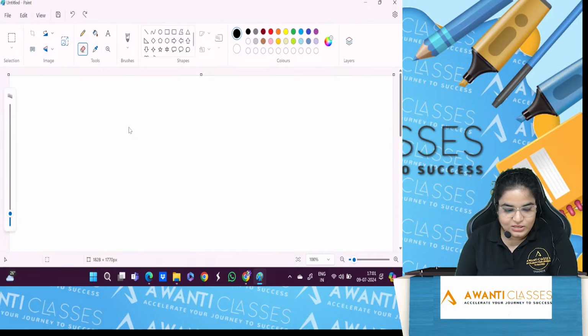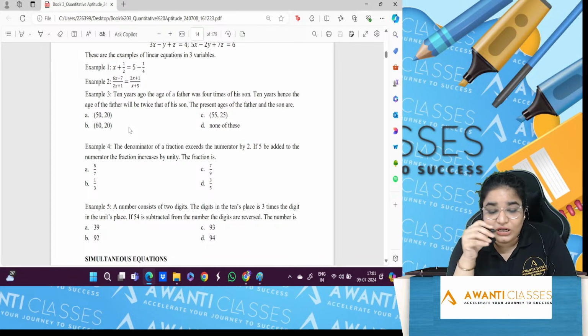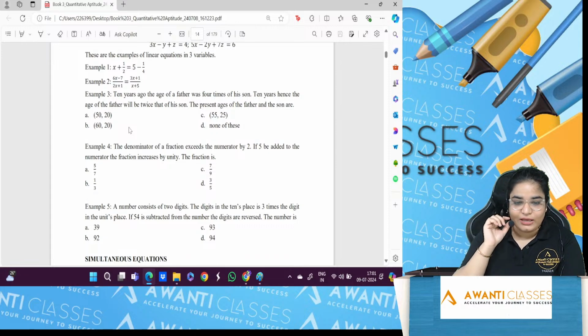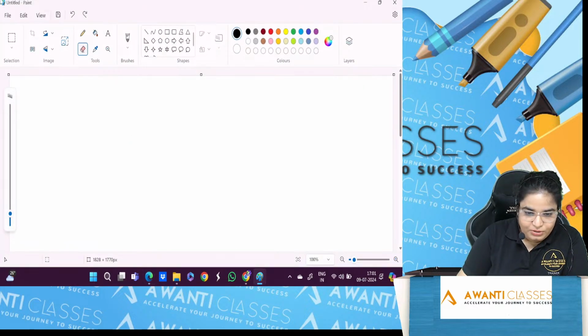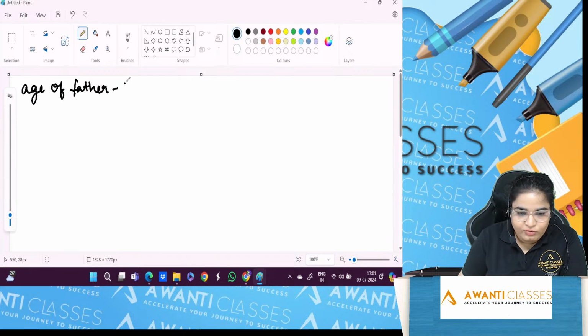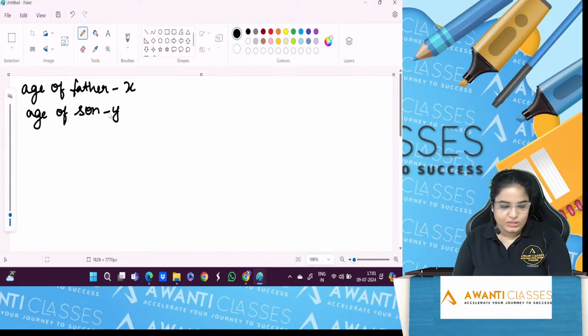So what does it say first? 10 years ago, the age of a father was 4 times the age of his son. Let us first assume that the age of the father is X. Similarly, age of son is Y. Okay, this much is good.